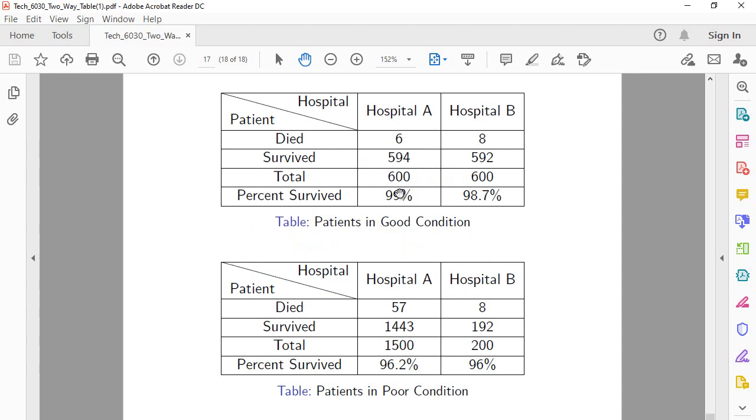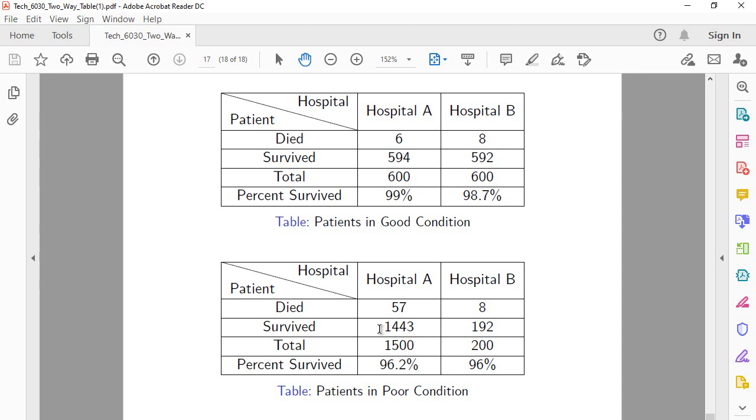So now I am dividing the data into two groups. One group with patients in good condition and the other group with patients in poor condition. So in hospital A, 6 patients in good condition died. In hospital B, 8 patients in good condition died, right? And in hospital A, 594 patients in good condition survived, and in hospital B, 592 patients in good condition survived.